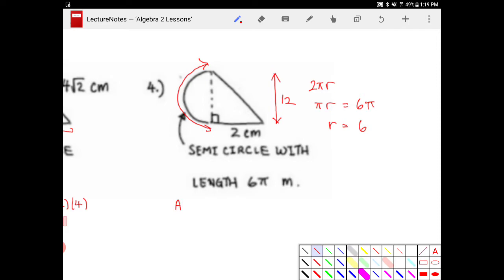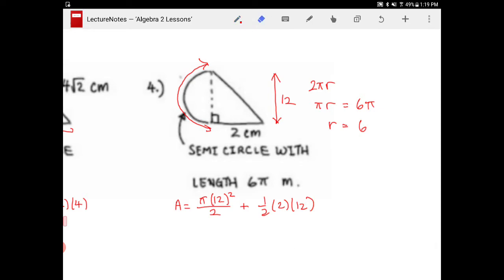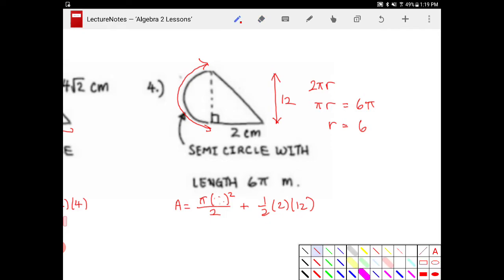The area of this composite figure, therefore, is going to be pi times 12 squared divided by 2 plus 1/2 times 2 times 12. I'm sorry, I made an error here. It's not supposed to be 12. This should be 6 because the radius is 6.